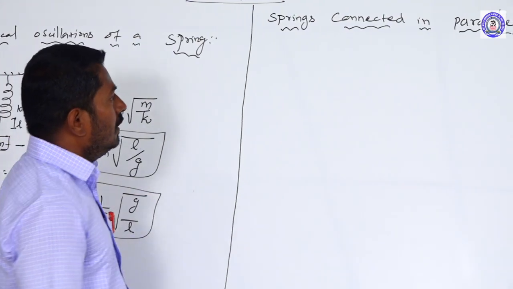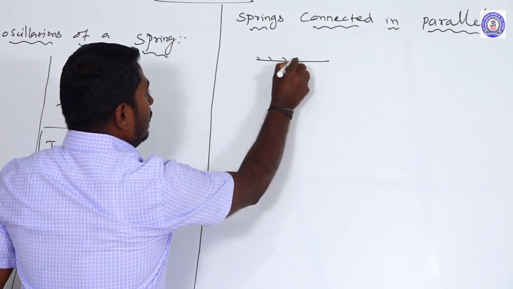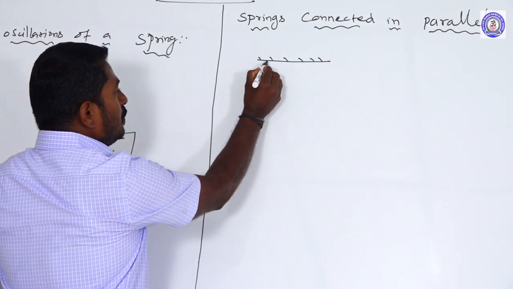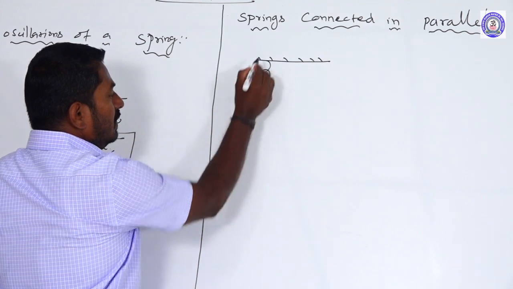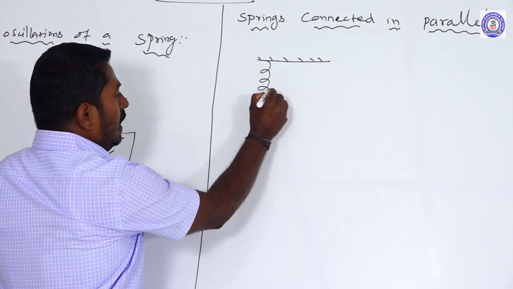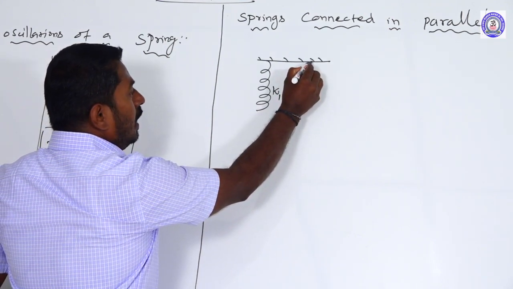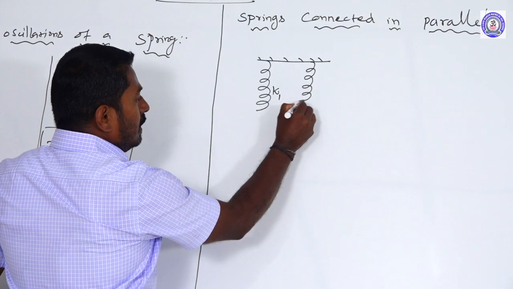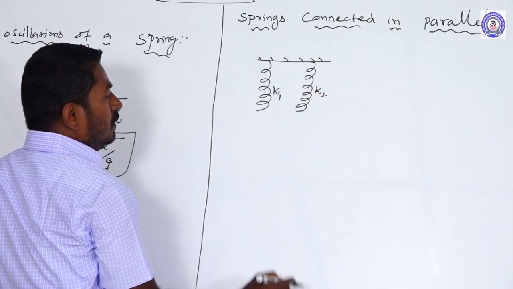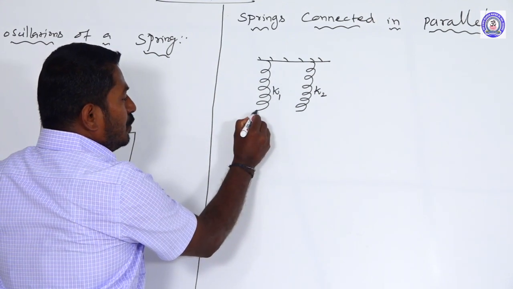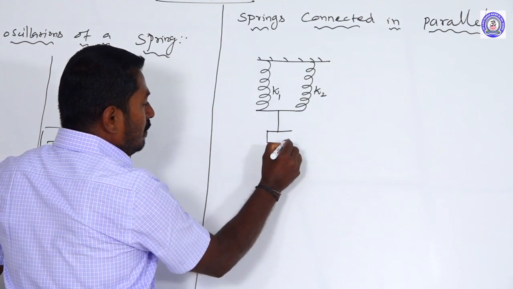Springs connected in parallel. Let us consider two springs connected in combination. One end of the first spring is tied to a rigid support, and its free end has a spring constant K1. For the other spring, one end is also fixed to the rigid support, and its free end has a spring constant K2. Both lower ends of the springs are loaded with the mass m.